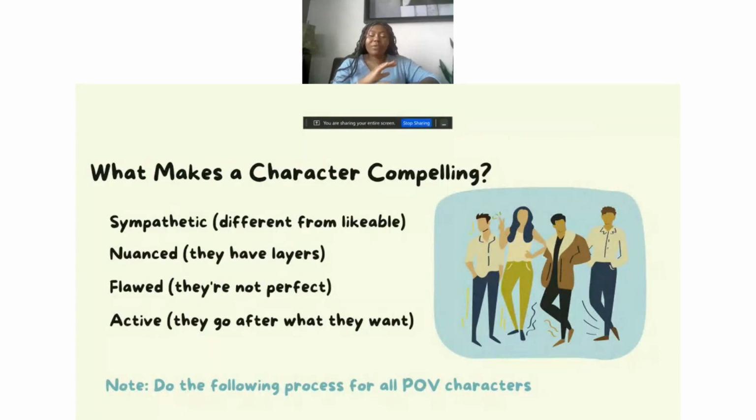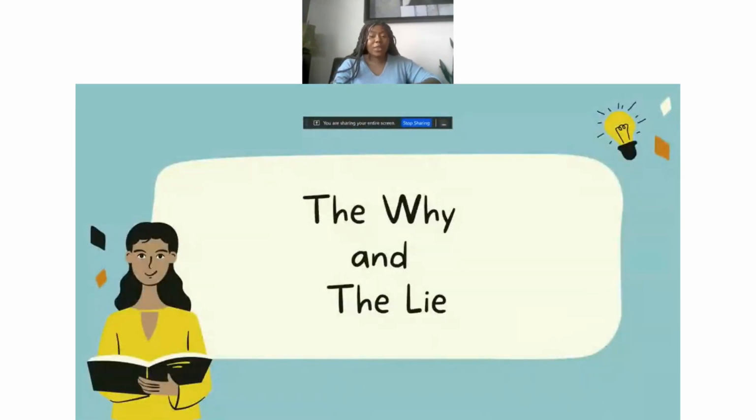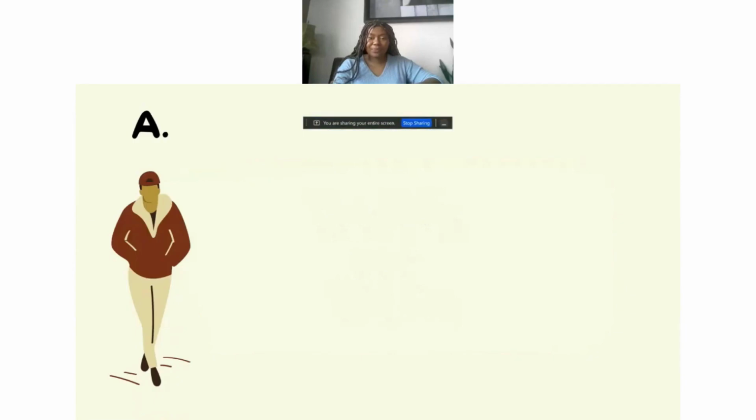So I recommend you do the following process that we're about to go through for all of your POV characters, not just your protagonist. If you're writing a story with multiple main characters, do this for all of them. And I also even recommend you do it for your antagonists because it will really help you down the line. So the why and the lie.